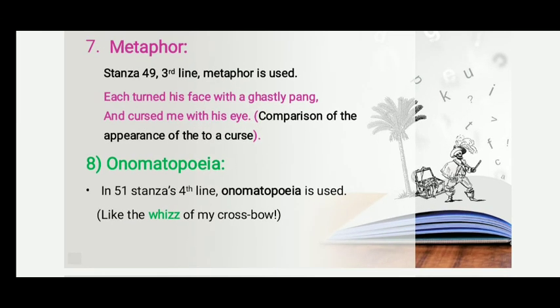The seventh literary device in the third part of this poem is metaphor. I already discussed metaphor in the first part of this poem. Here is only its use. In stanza 49, third line, metaphor is used: "Each turned his face with a ghastly pang and cursed me with his eye." So here is a comparison of the appearance of the eye to a curse.